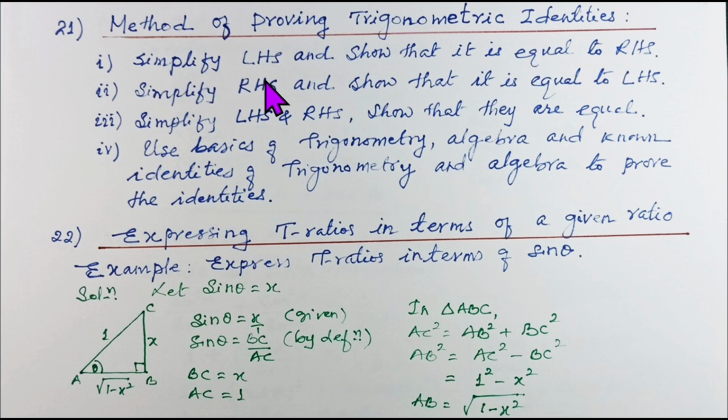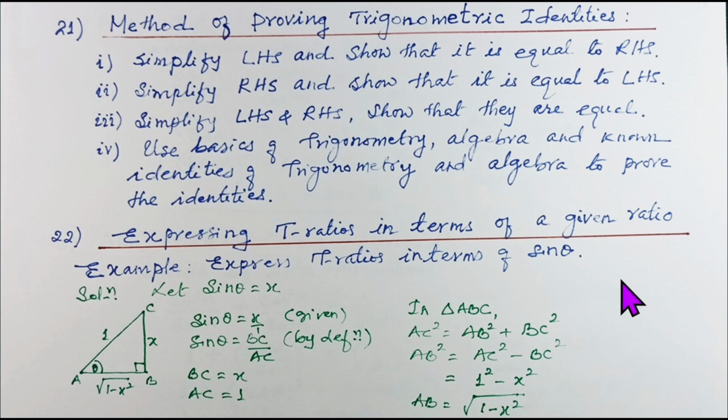Or simplify the RHS and show that it is equal to LHS. Then we have proved the identity. Or simplify LHS and RHS separately and show that they are equal. So this is how we prove the identities. To prove them, we can use the basics of trigonometry, the basics of algebra, the known identities of trigonometry, and also the identities of algebra to prove the trigonometric identities.